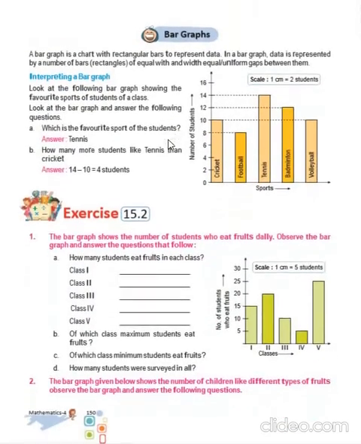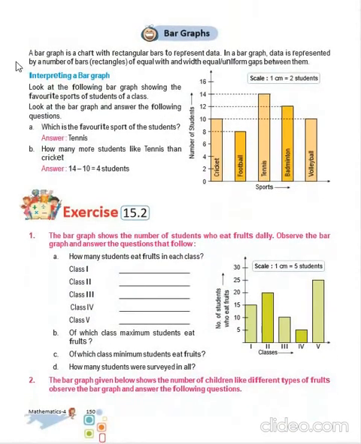Now let's come to the bar graph. Bar graph, it is the chart with rectangular bars to represent data. In the bar graph, data is presented by a number of bars of equal width and with equal uniform gaps between them. Look at the following graph that is showing the favorite sports by the number of students. So by looking at this graph, we have to answer the following questions.